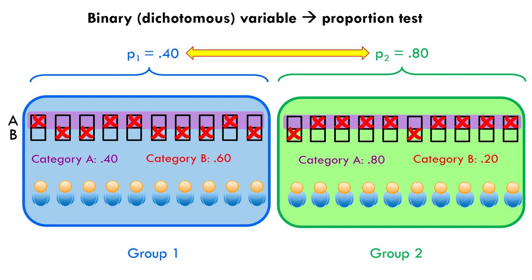And so you compare those proportions. You do a hypothesis test. The null hypothesis says that these two proportions, even though they're different, 0.4 and 0.8, came from two populations that had the same proportion. That's what the null hypothesis says. And the alternative hypothesis says, no, group 2 is bigger than group 1. There are more A's in group 2 than group 1.